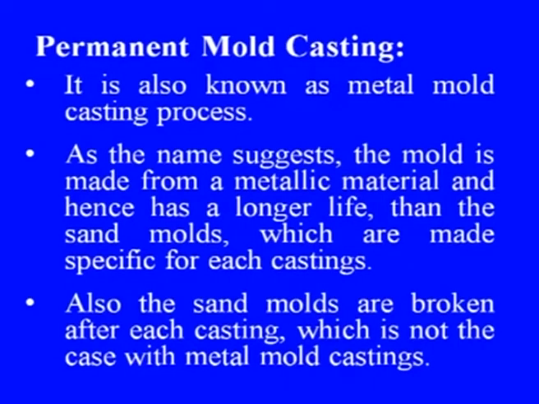Let us now move on to another process called permanent mold casting. The permanent mold casting is also known as metal mold casting process. As the name suggests, the mold is made from a metallic material and hence has a longer life than the sand molds, which are made specific for its castings. Also, the sand molds are broken after each casting, which is not the case with metal mold castings.